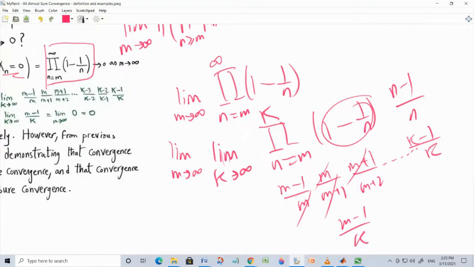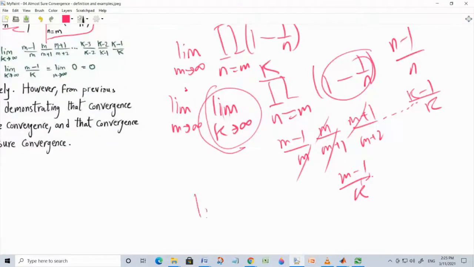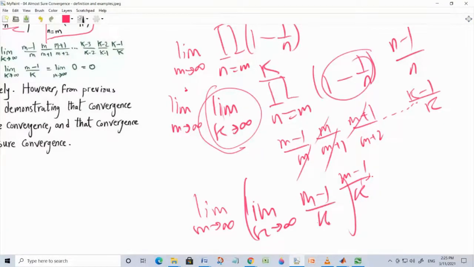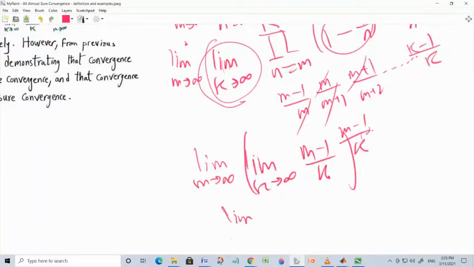Note that you do the infinite product first, and then you take the limit as n goes to infinity. In other words, you do this limit first, and this thing will be crushed to 0. So the limit will be equal to 0. In slow motion: limit as m tends to infinity, limit as k tends to infinity of m minus 1 over k. This is the limit as m goes to infinity of 0. So the limit of the zero sequence is 0. It's constant, and it converges to the same value, which is 0.